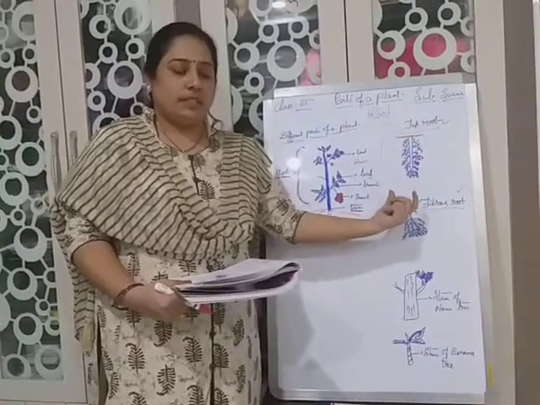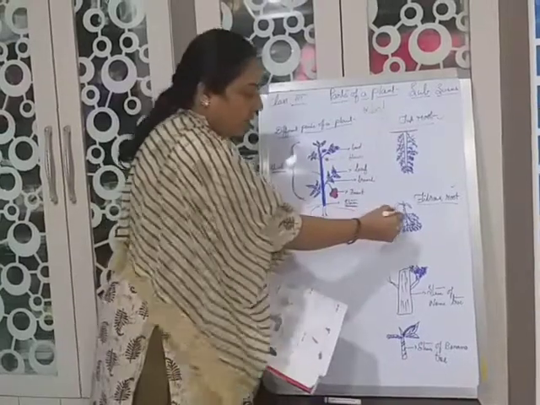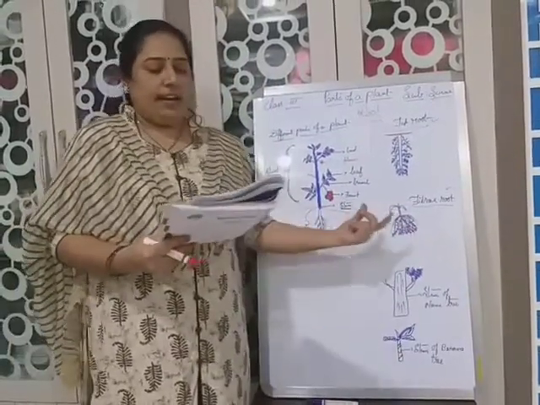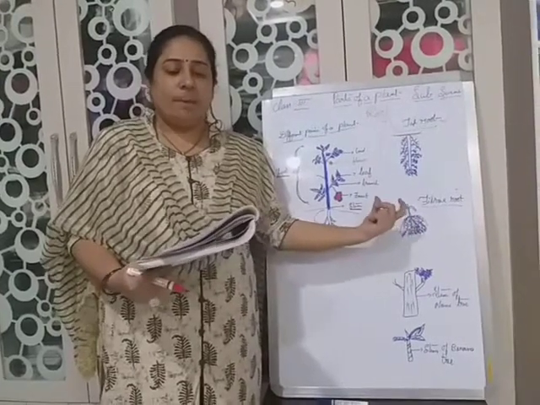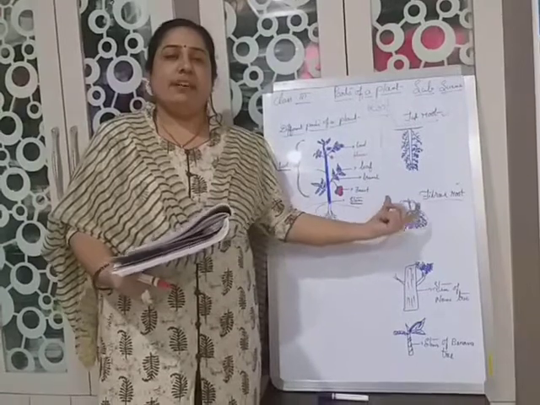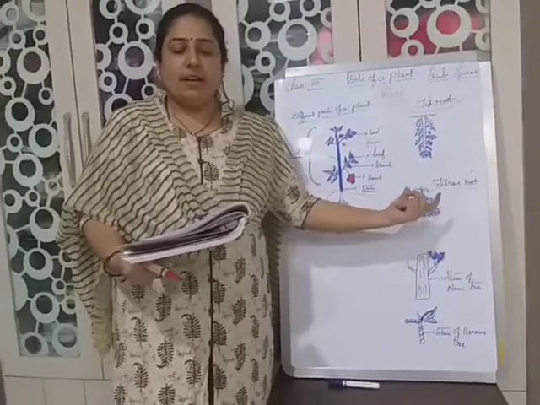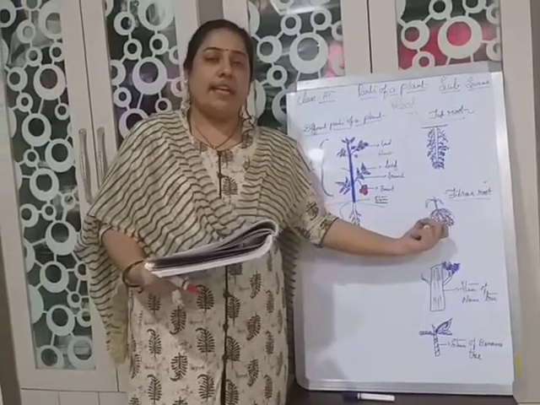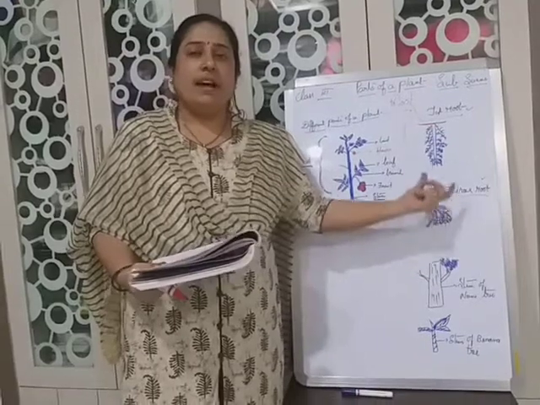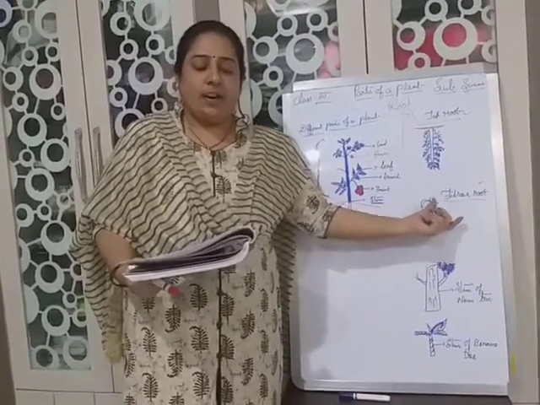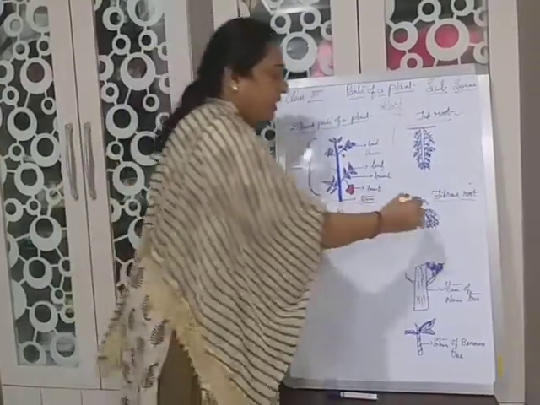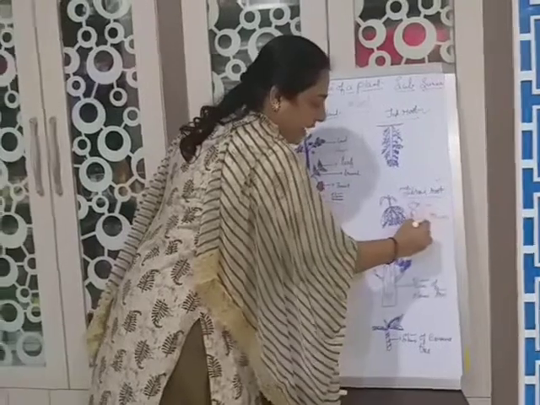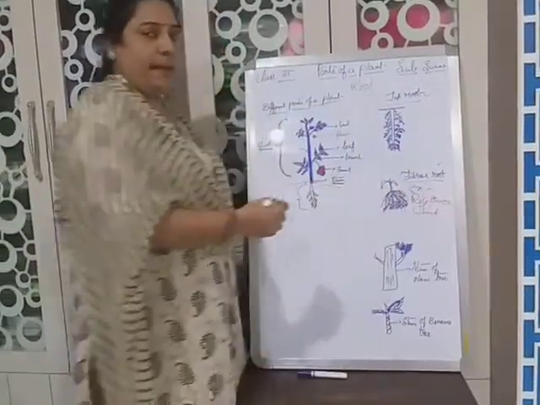Coming to the fibrous root system, when a number of roots grow from the end of the stem, it is fibrous root. Plants like grass, wheat, rice, and onion have fibrous root. For example, rice, onion, wheat, etc. All these are examples of fibrous root system.